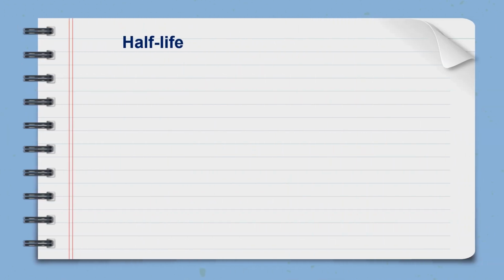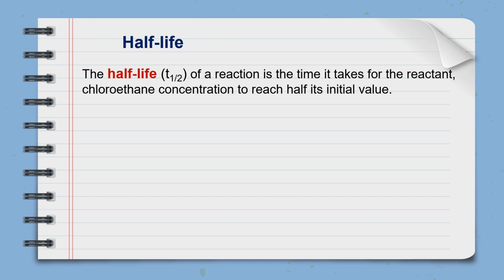The next question is all about the half-life, where we need to define the half-life first. As we know, the half-life of the reaction is the time taken for the reactant, which in this question is the concentration of the chloroethane, to reach half of its initial value. So, half-life is the time taken for the substance to become half.